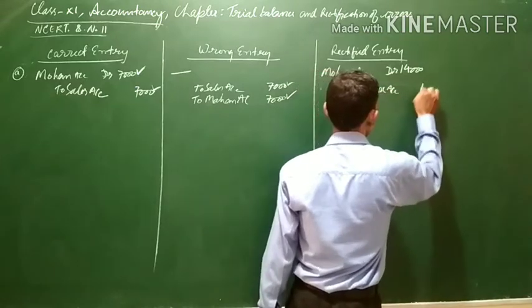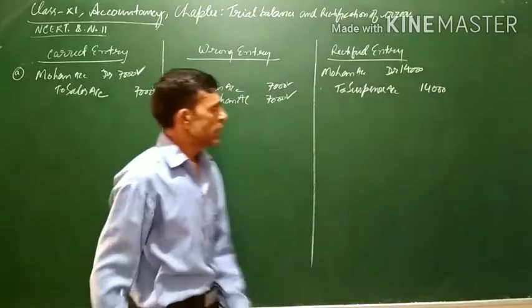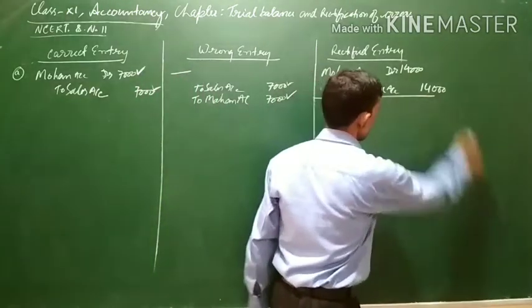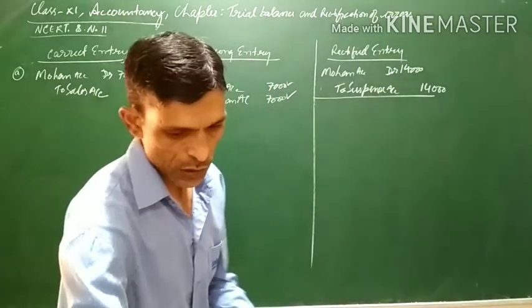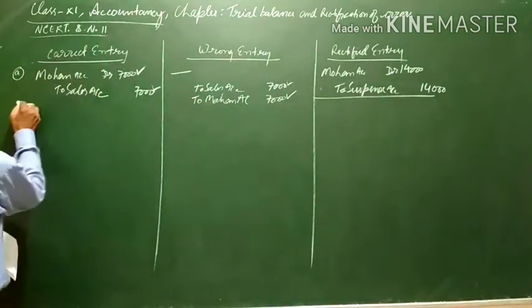To suspense account 14,000. Because debit should be equal to credit, that is why suspense account will be credited with rupees 14,000. Now let us do the next, question number 11b.